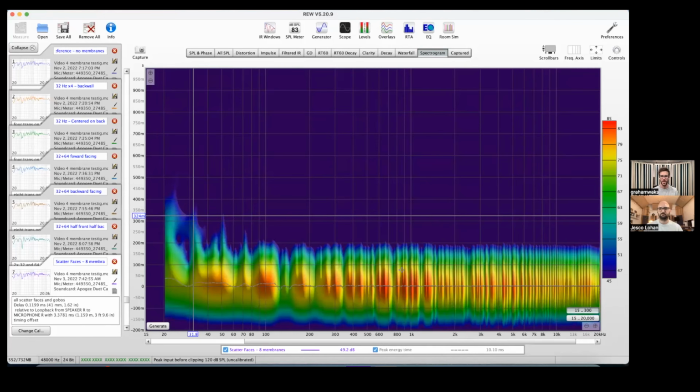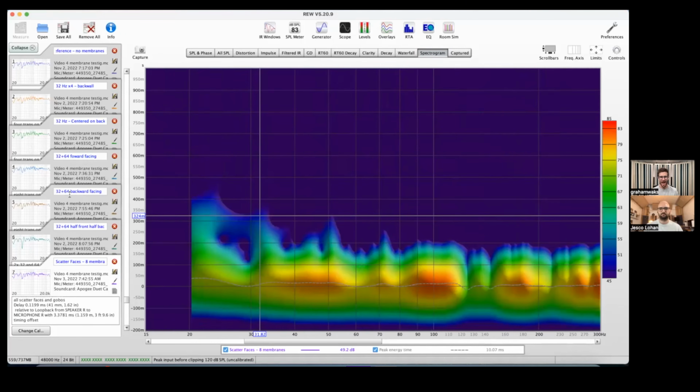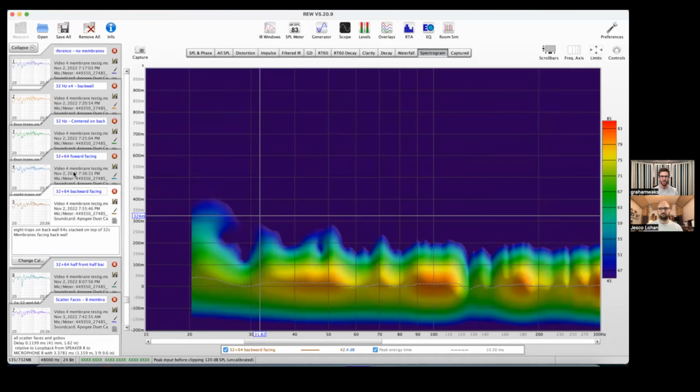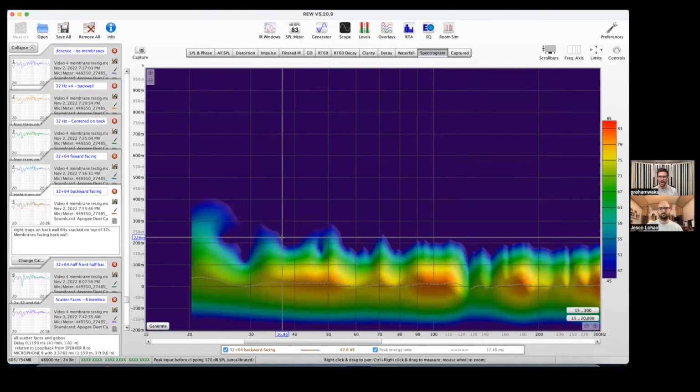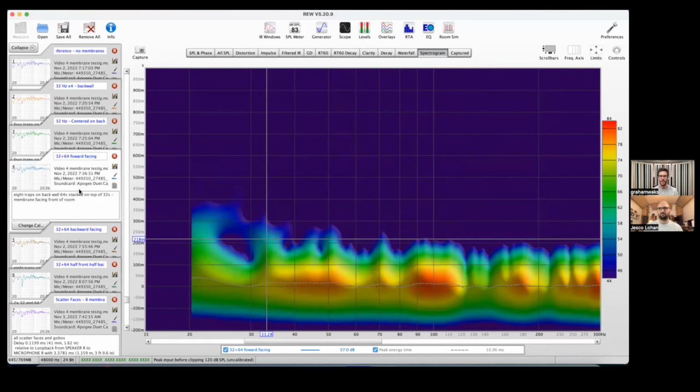You can really zoom in and see exactly what's changing, even at these really high level zoomed in changes, like, okay, do I want my membrane traps facing one direction or do I want them facing the other direction?